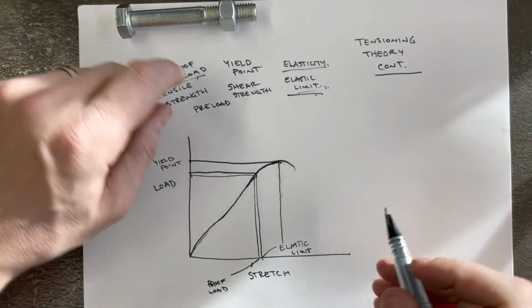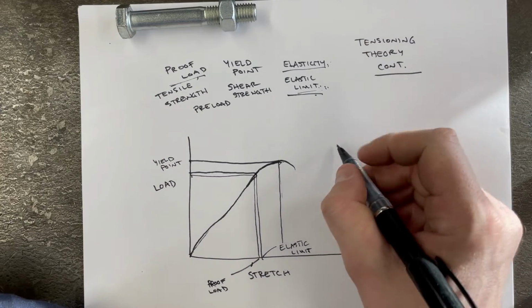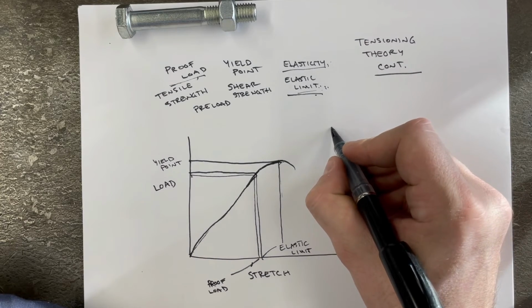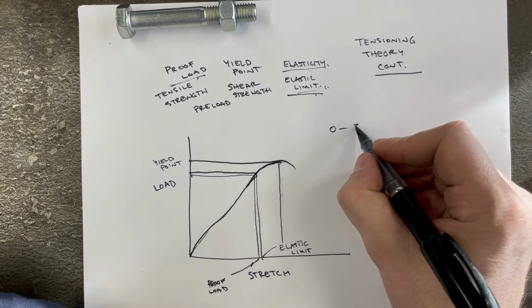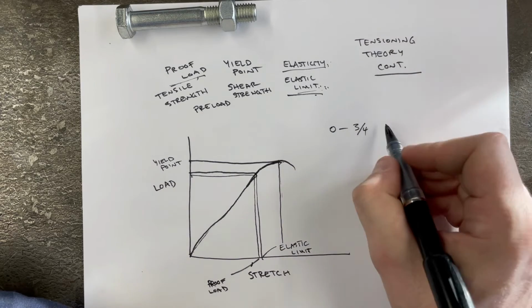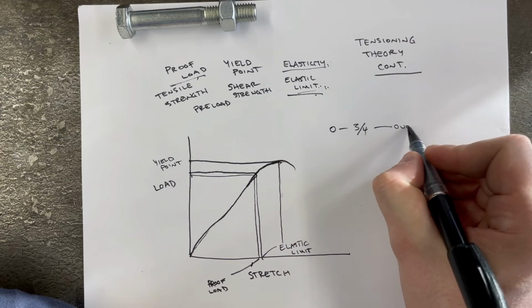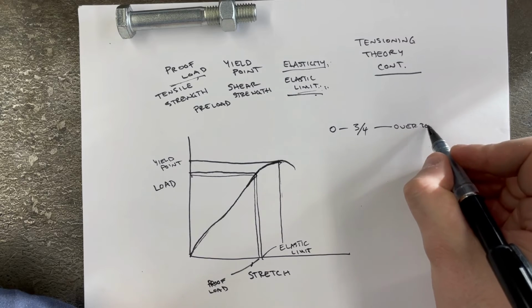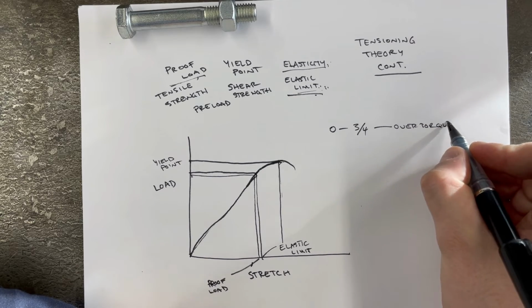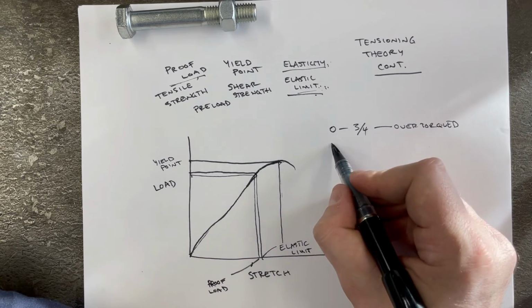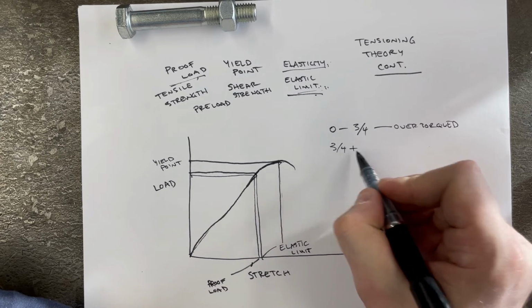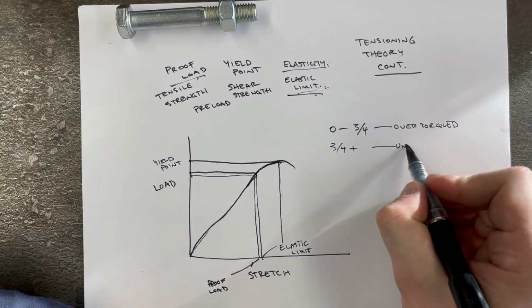We're not going to get a lot, but you can keep turning and turning and turning a bolt. Now bolts and fasteners from, let's just say, 0 to 3/4 of an inch, are greatly over torqued in general in industry. And everything from 3/4 plus is generally under torqued.